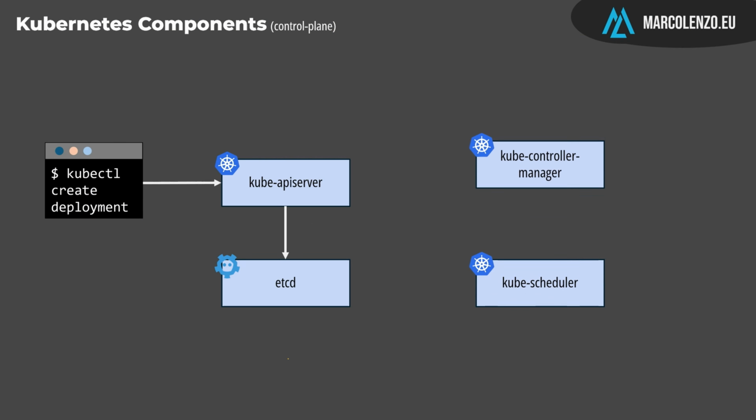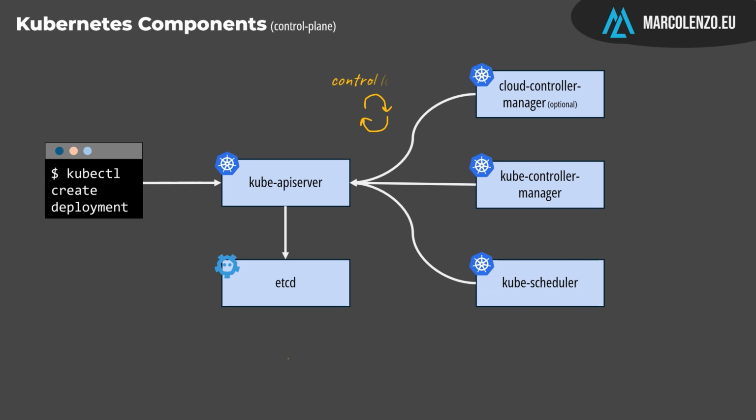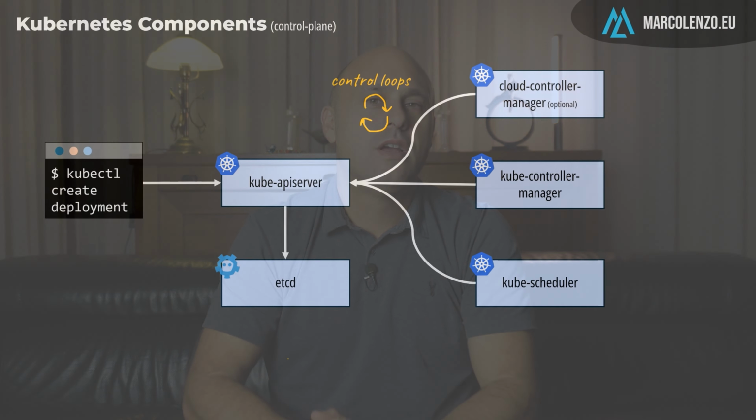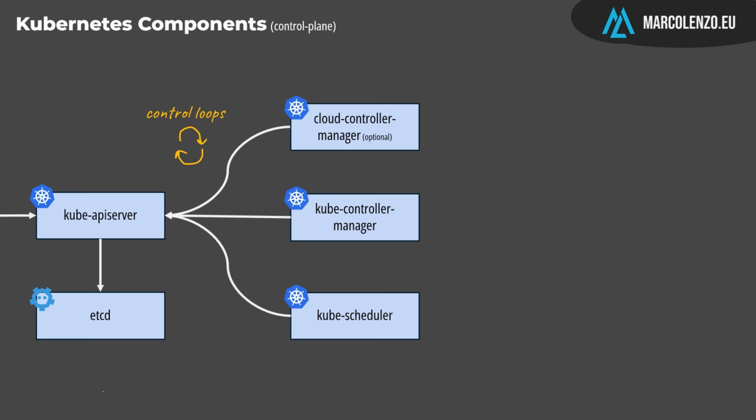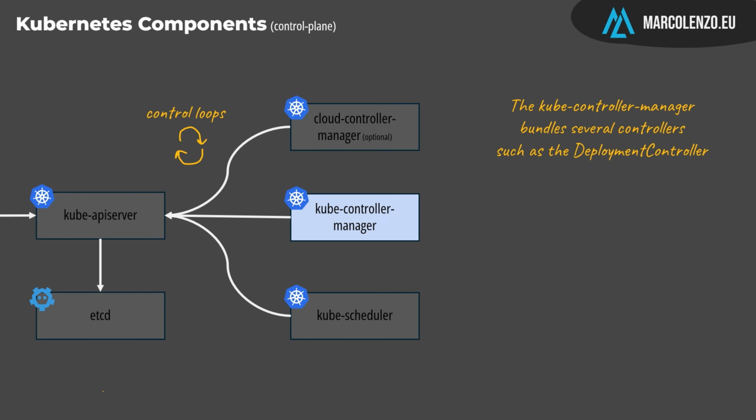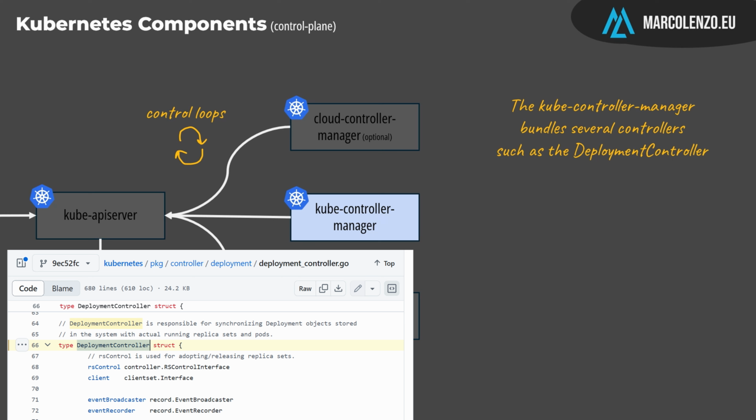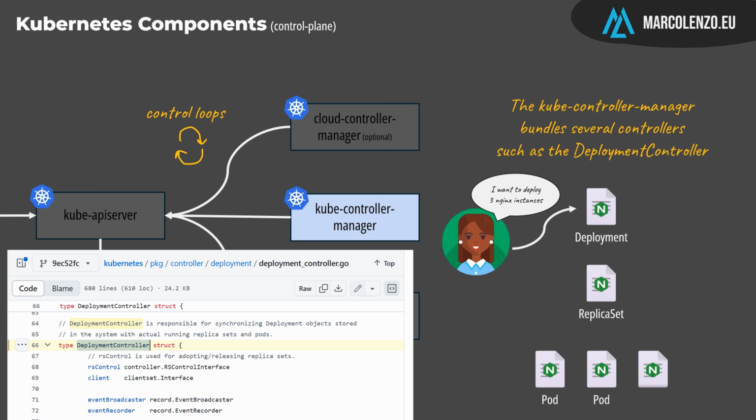Now, it's time for the controller pattern to take the spotlight. Within the control plane, three components continuously monitor the desired state by querying the API server, compare it with the actual state, and make decisions to align the two. The kube-controller-manager bundles several controllers, including one responsible to keep deployments in sync with replica sets and pods. In our example, it should process our manifest and create one replica set and 3 pods from it.